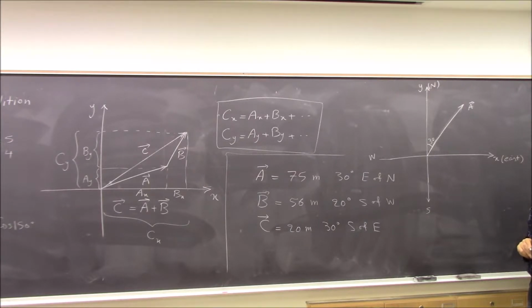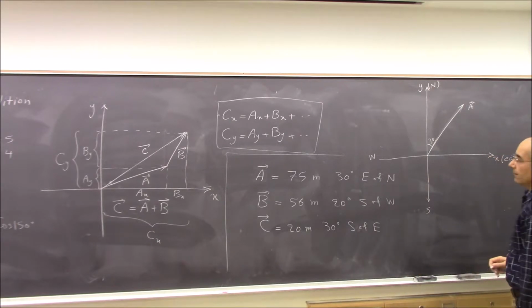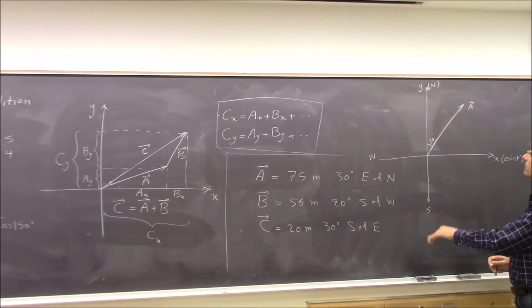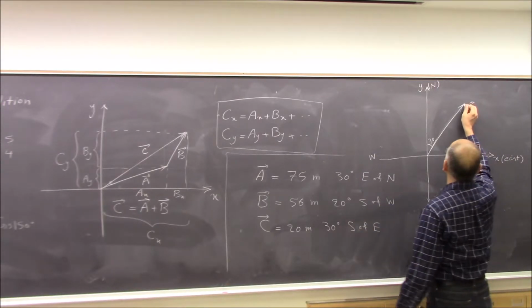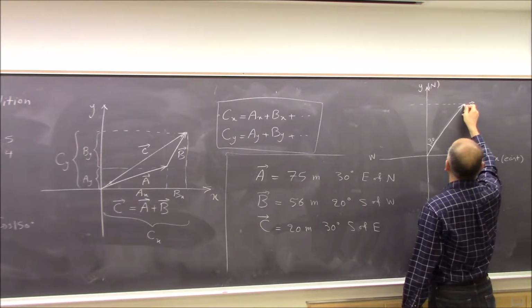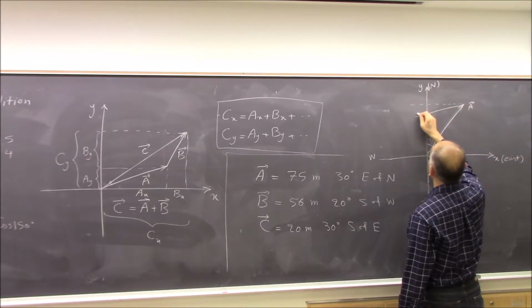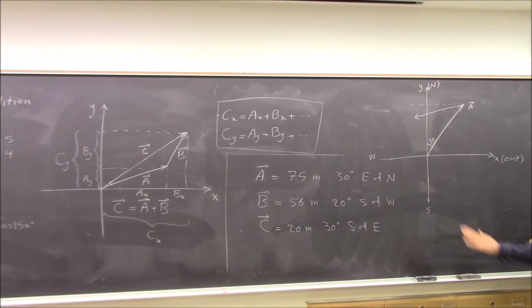Is that 56 or 50? 56. 20 degrees south of west. So west is this way, 20 degrees south. From here, if you draw a horizontal line parallel to this, 20 degrees is this way. Maybe longer.